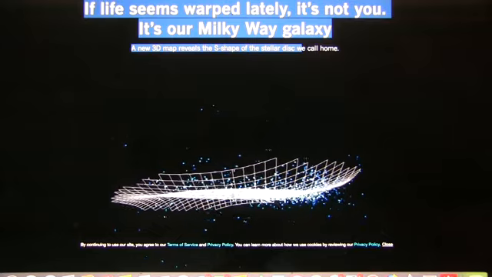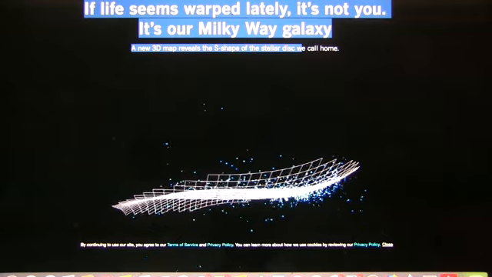So this is an article in the LA Times about a new map of the Milky Way. And I asked you to read through the article. So tell me some things that you thought were interesting in the article.